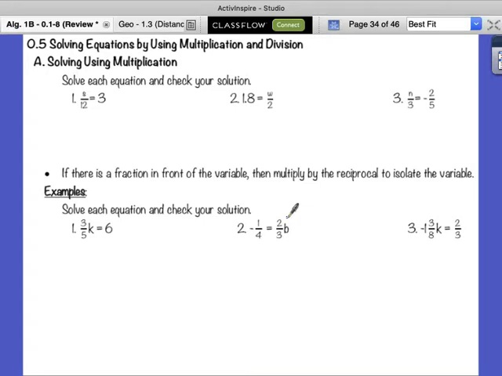Okay. So we're going to solve these equations with multiplication. Okay. So we're going to solve the equation, check the solution. So S divided by 12 equals 3. S divided by 12 equals 3. Okay.